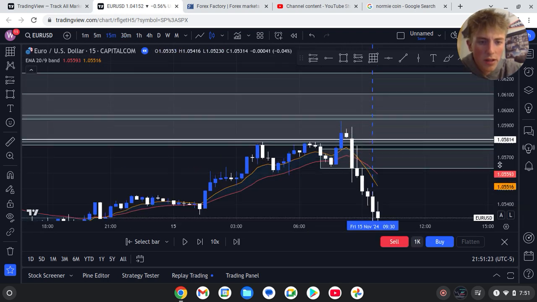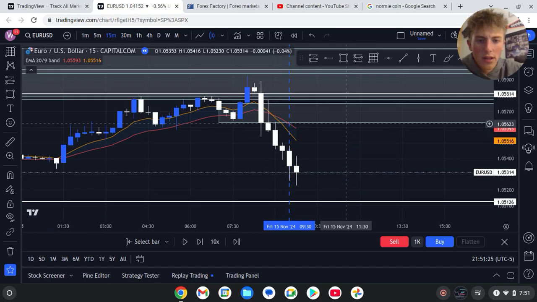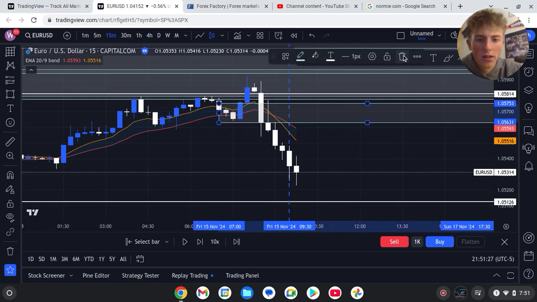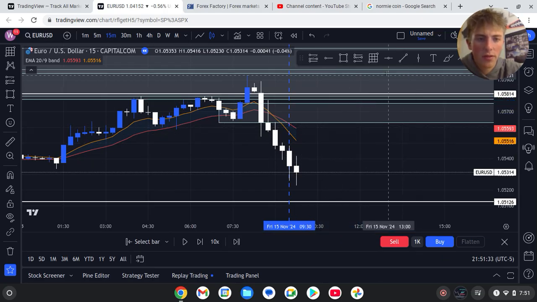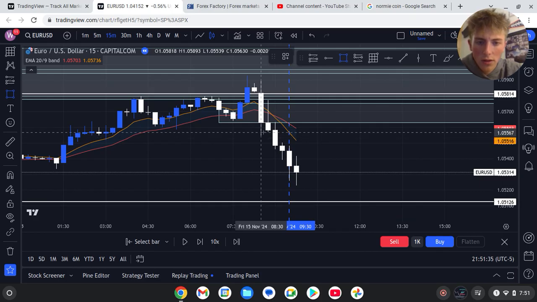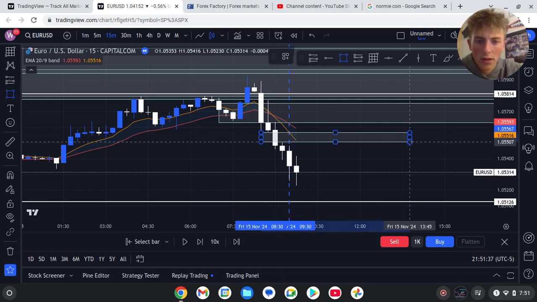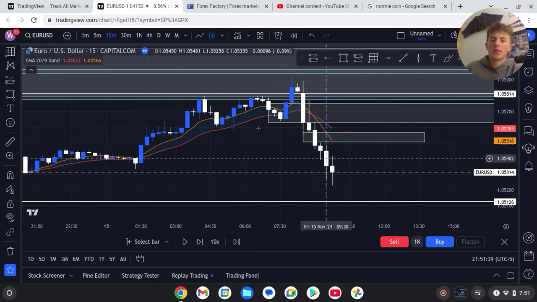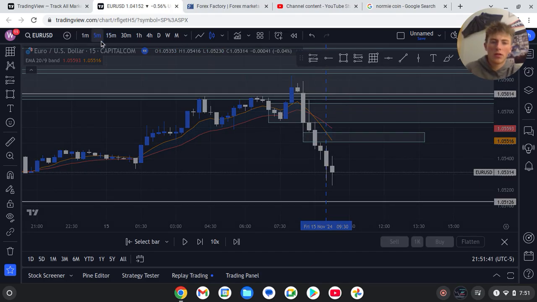15 minute, there's this right here. I guess that's not a fair value gap. There's this 15 minute fair value gap right here. And break of structure, 5 minute. We go on the 5 minute.